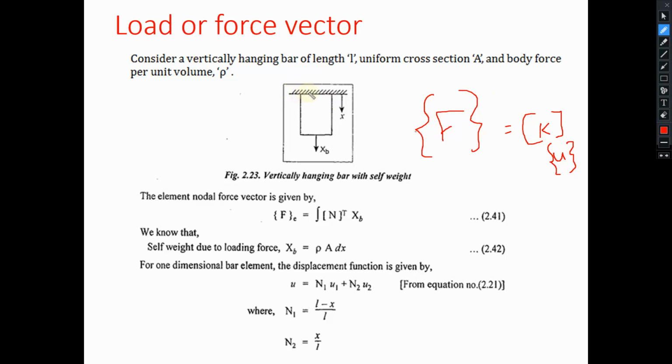So for that we are considering a vertically hanging bar. The length of the bar is L, area of cross section is A, and the force of the body force per unit volume is represented by rho. Rho എന്ന് പറഞ്ഞാൽ body force per unit volume that is acting on the bar. Now xb, ഇവിടെ കാണിച്ചിരിക്കുന്ന xb എന്ന് പറയുന്നത് it is the self weight of the body that is acting due to the loading condition.